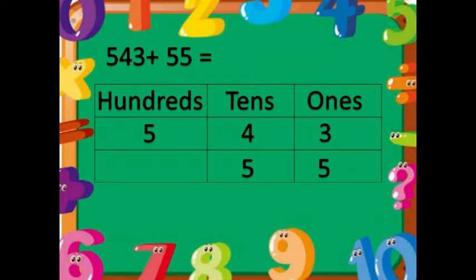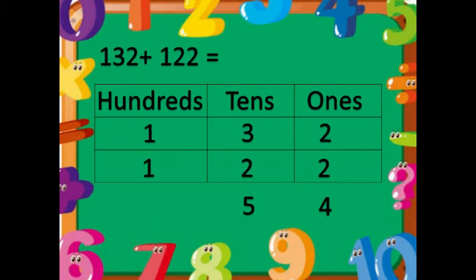So let's start to add in ones. So 3 plus 5 is equal to 8. Very good. And 5 plus 4 is equal to 9. And last, 5. We bring down 5 because there is no number here, or 0 here. So 5, we bring down 5. So it means 543 plus 55 is equal to 598.